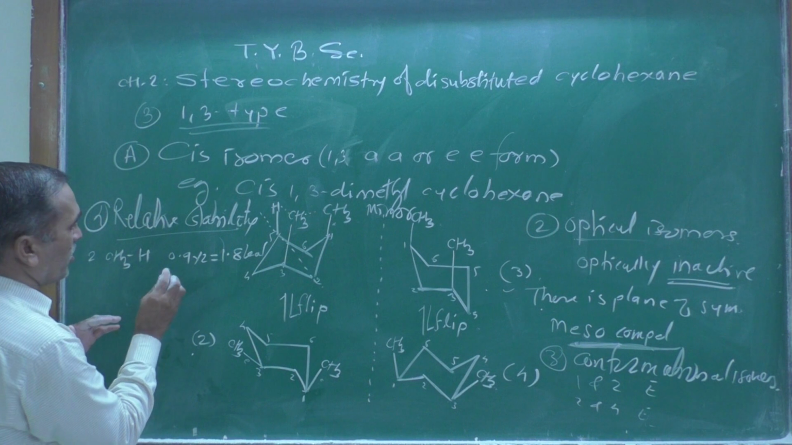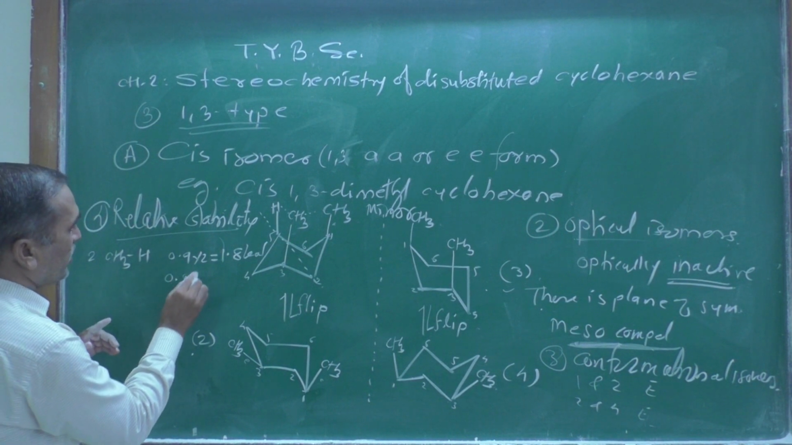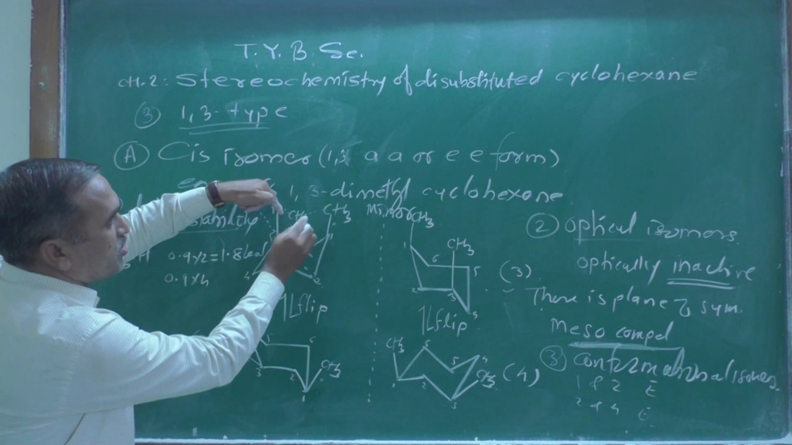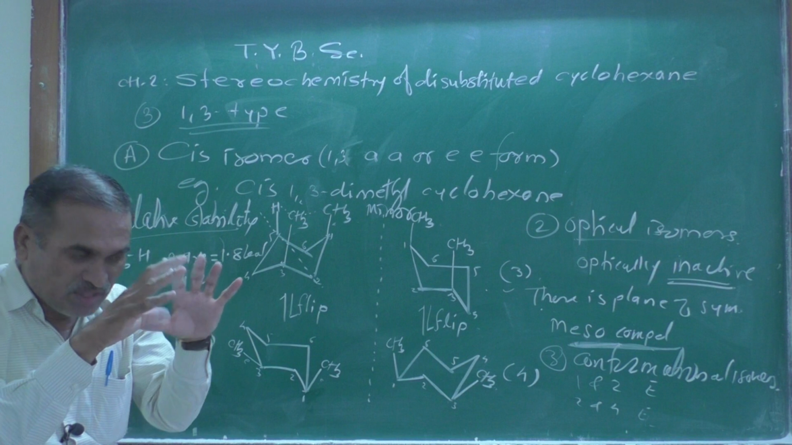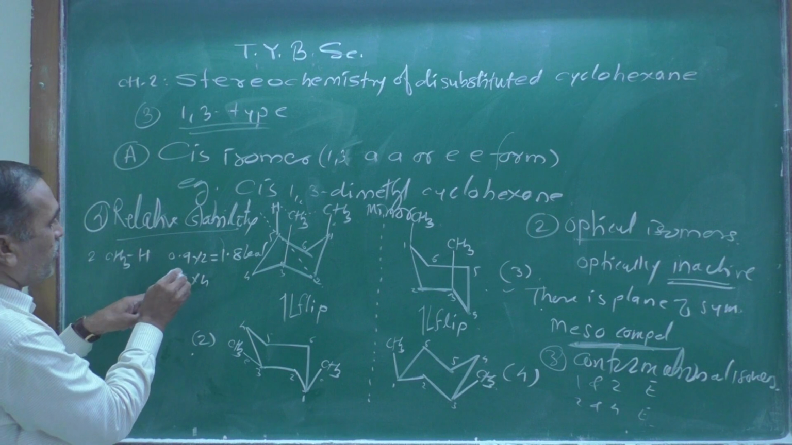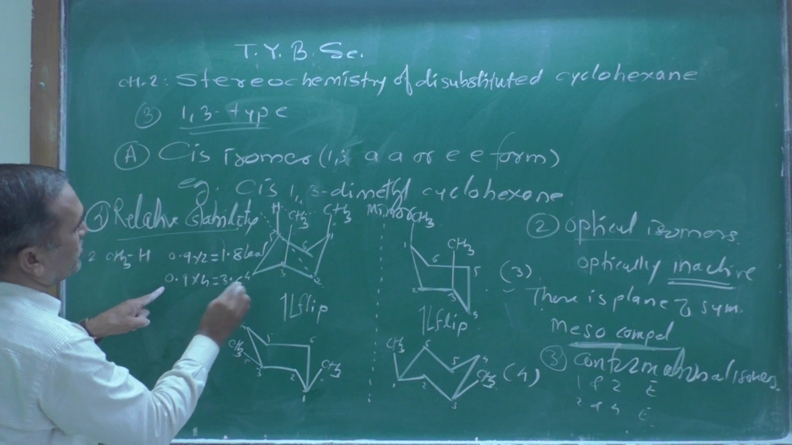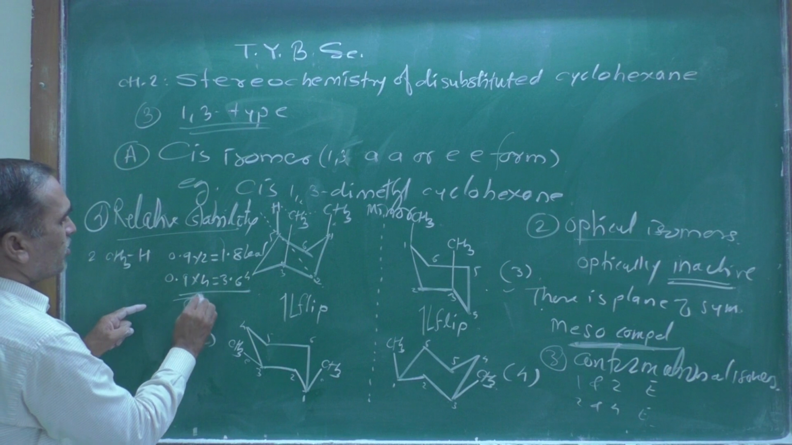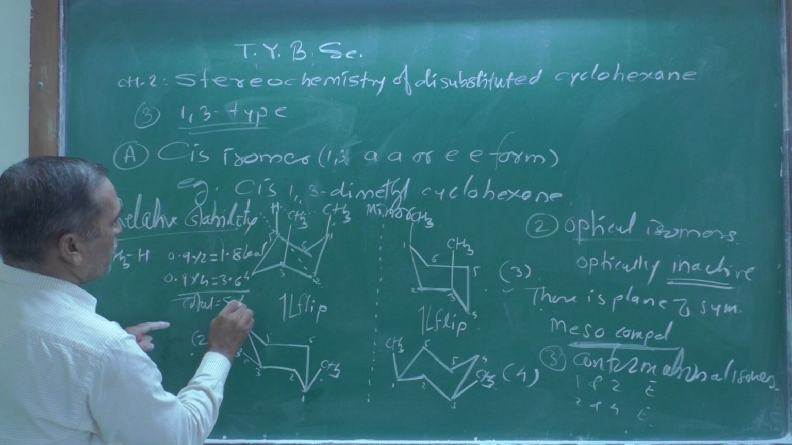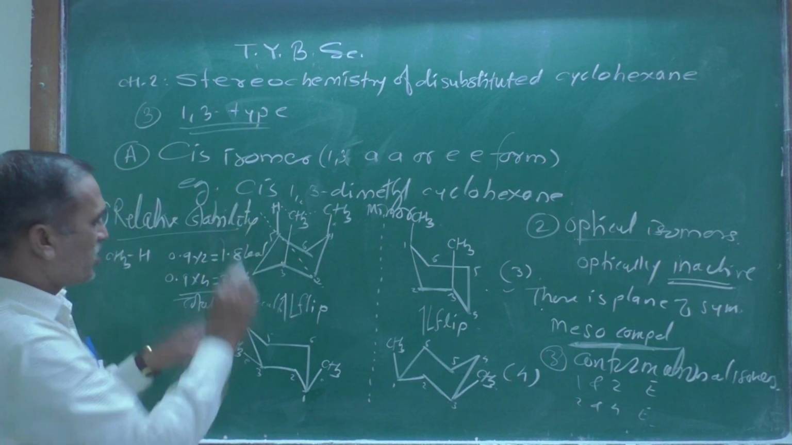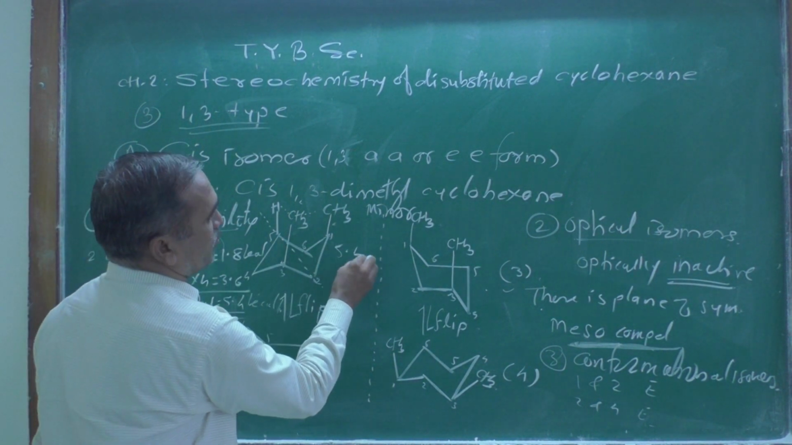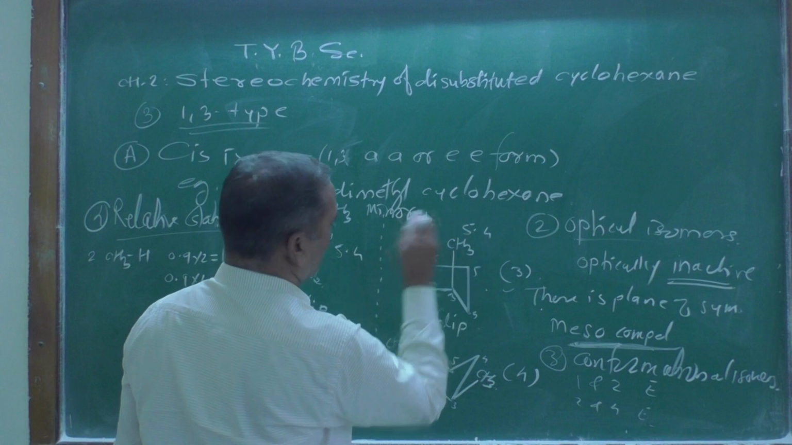So you have to take 0.9 into 4, because this methyl group is present at the 1,3 position, so 4 times they generate van der Waals strain, and therefore 0.9 into 4 is equal to 3.6. If you add this, the total becomes 5.4 kilocalorie per mole. This much energy is associated with these molecules. Here also 5.4, this is the same, therefore 5.4 kilocalorie.